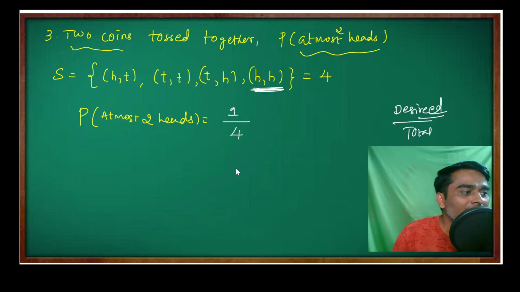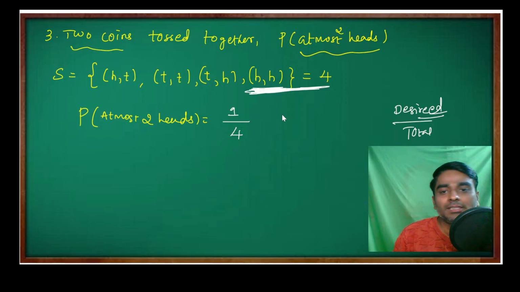Nisarga, it's not 1 by 2, it is 1 by 4, because we have total sample space 4. And at most two heads means maximum two heads. How many times? One time. Only one time. Maximum. At least, at most. These words you need to understand. At most means maximum, two heads. Here 1 by 4 is the right answer.